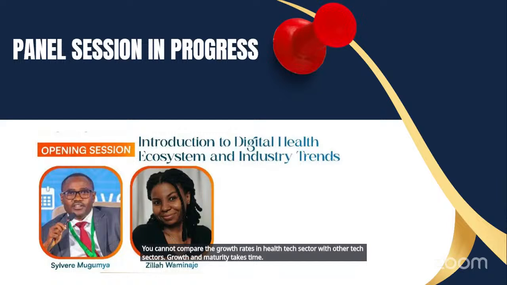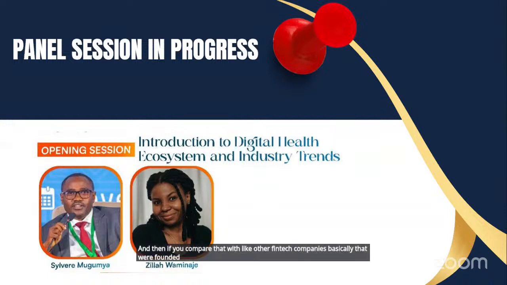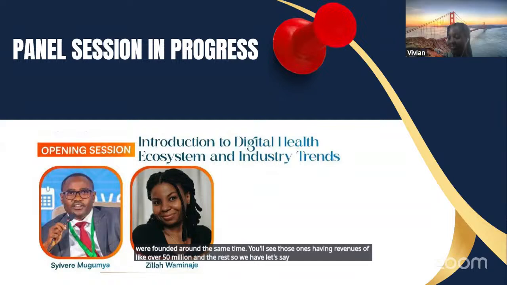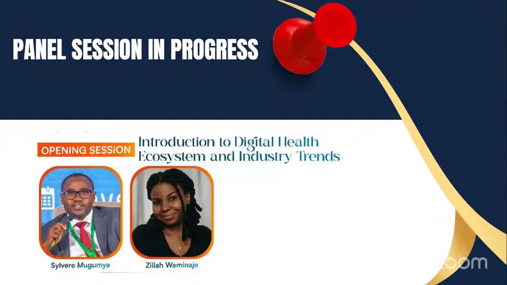The company I work with, Salient Advisory, did an analysis, I think last year, of the 24 leading health supply chain innovators. So this is just a subset of health tech innovators. On average, we saw they've been operating for like 9 to 10 years, but their median annual revenue was just like $3 million. If you compare that with other fintech companies founded around the same time, you see those having revenues of over 50 million and the rest. So we have, let's say, minor success stories. I think Kasha was one example that did like 50 million dollars in revenues last year.